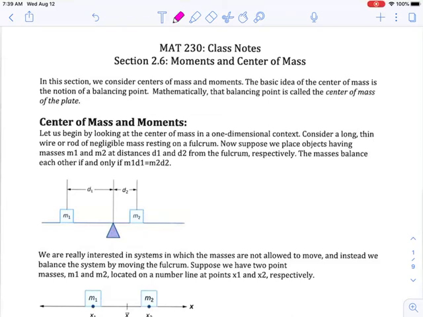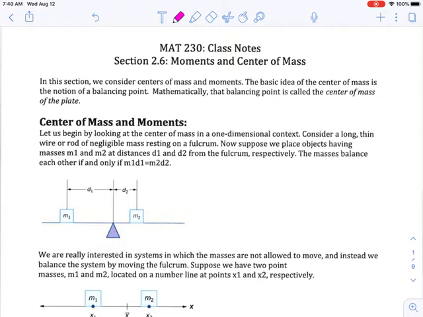Hello, welcome back. In section 2.6, we study moments and center of mass. So in this particular video, we are going to be looking at the center of mass and moments in a one-dimensional context. So let's take a look at our teeter-totter here.